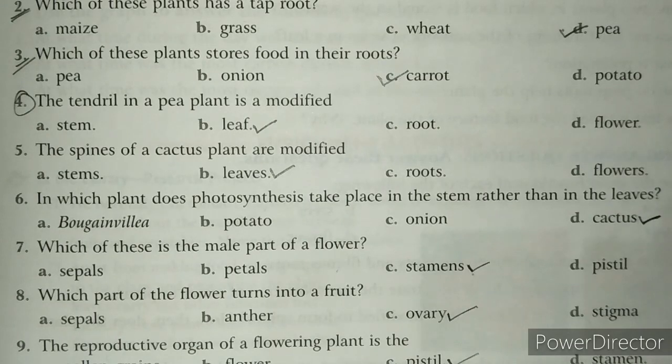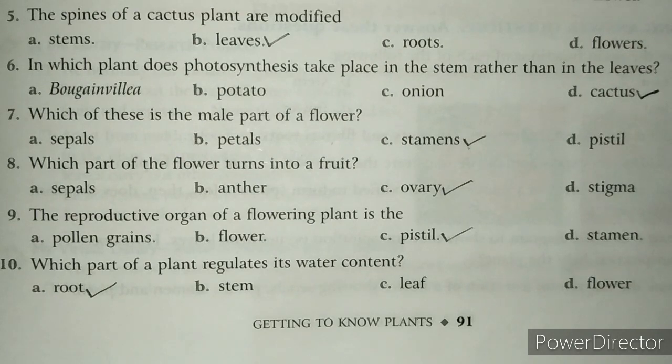Clear? And the next question we have: which of these is the male part of the flower? Sepals are green-colored structures that just hold the flower. Next we have petals. Petals are the colored part of the flower, and then stamens and pistil. So students, pistil is the female part and stamens would be the male part. Clear?